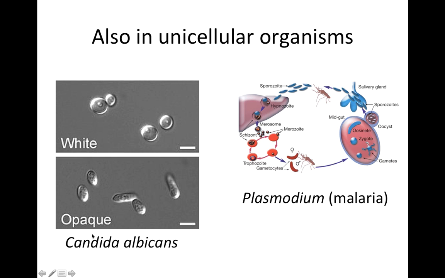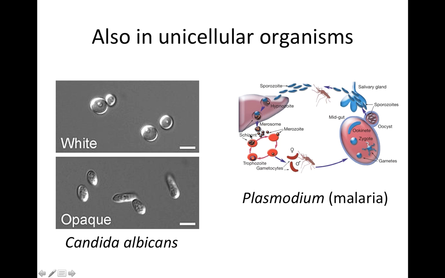So Candida albicans is a yeast that has these 2 very different phenotypes. What this means is that the same cell with the same DNA sequence will sometimes adopt this clear, round phenotype, and sometimes this ovular, opaque phenotype. Plasmodium is again a single-celled organism. It goes through a very complex life stage where it's in ourselves and also in mosquitoes.